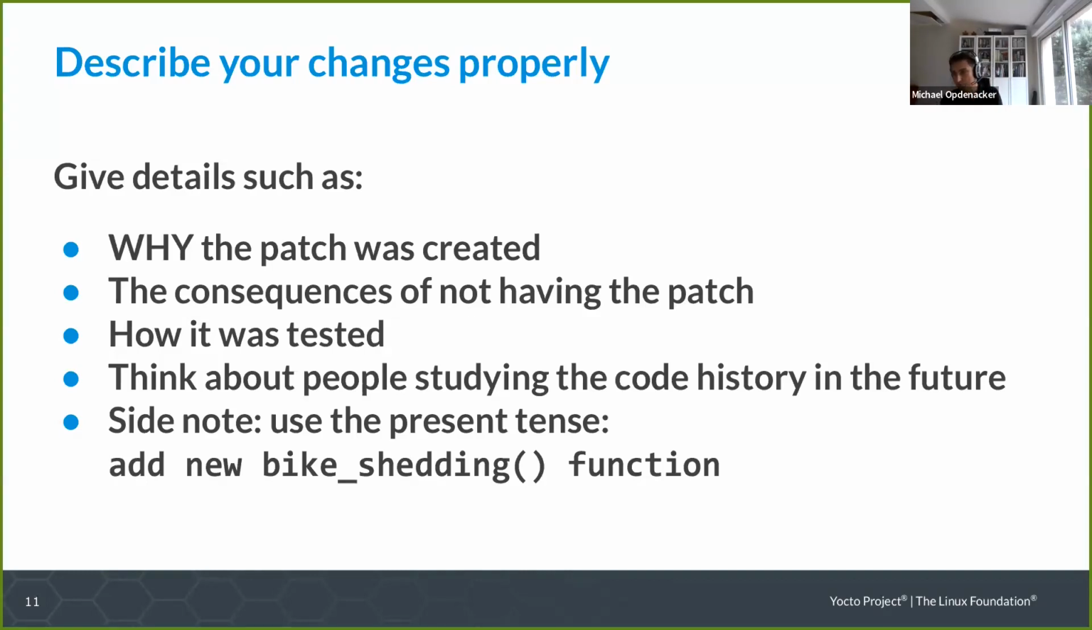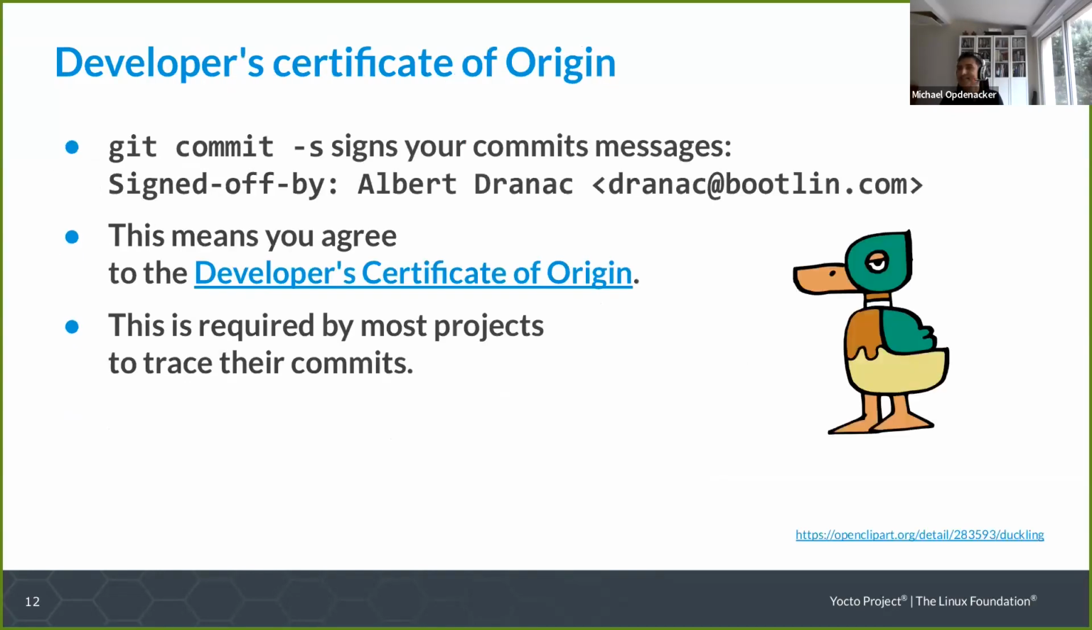You could also mention how it was tested, and think about people or yourself studying the commit in the future, like in 3 years from now, when you forgot why you made that commit. That's why you should give the reasons, like why you did those things, and provide a background for your future self, right? On a side note, also use the present tense when you describe a change. You don't say added a new function, just add. It happens when your commit is accepted. You never know. So don't speak of the past before it actually has happened.